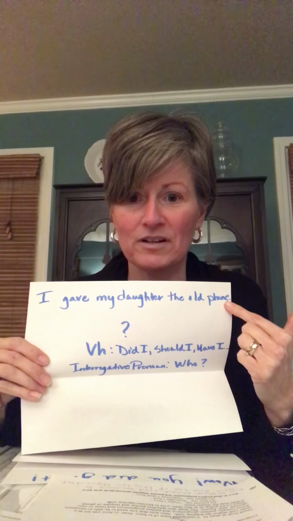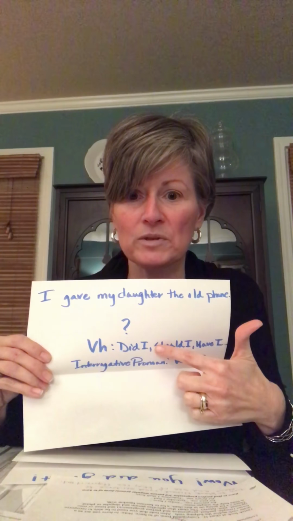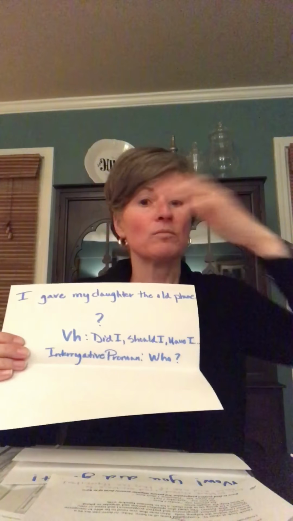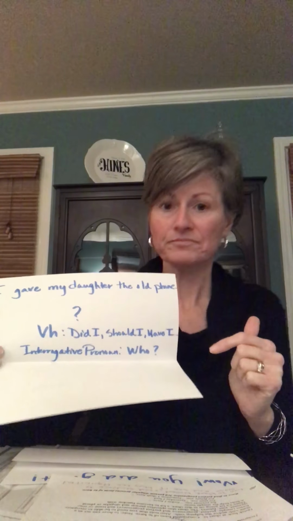Add a question mark at the end, add a helping verb. Did I give my daughter the old cell phone? Should I give my daughter the old cell phone? Have I given my daughter the old cell phone? And then finally, we can add an interrogative pronoun. Who gave my daughter the old cell phone? So there are three ways that you can take a declarative sentence or any other purpose, and make it interrogative. Simply add a question mark, add a helping verb, or add an interrogative pronoun.